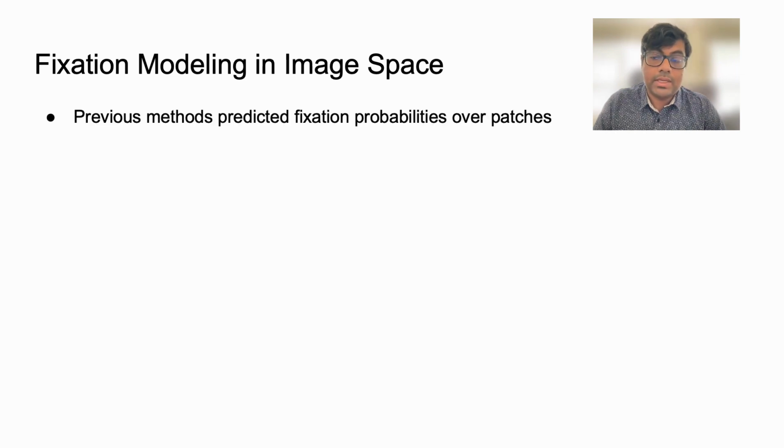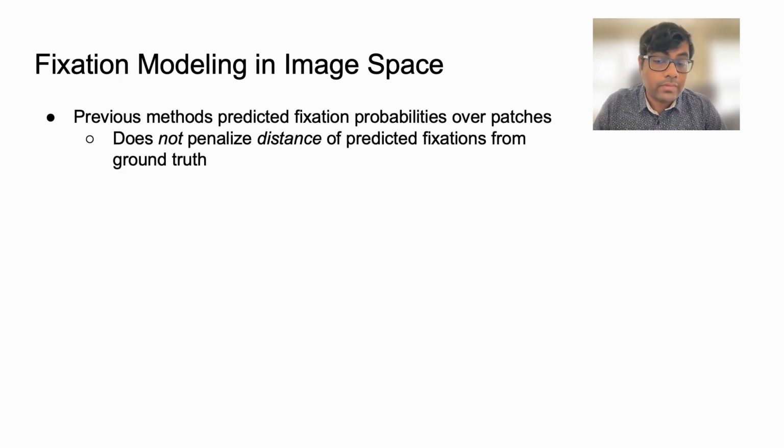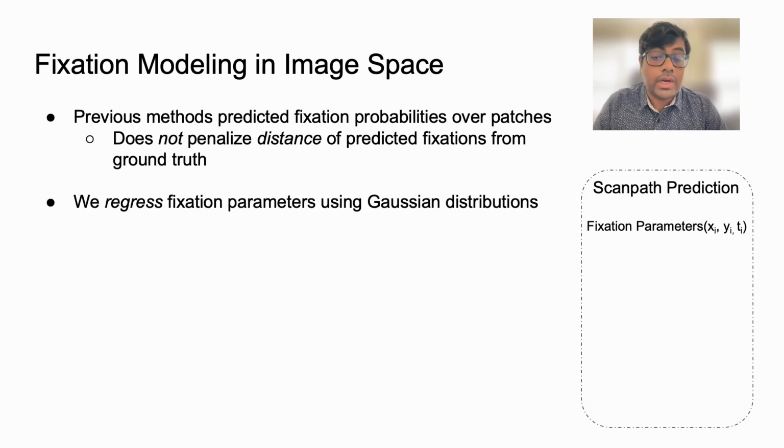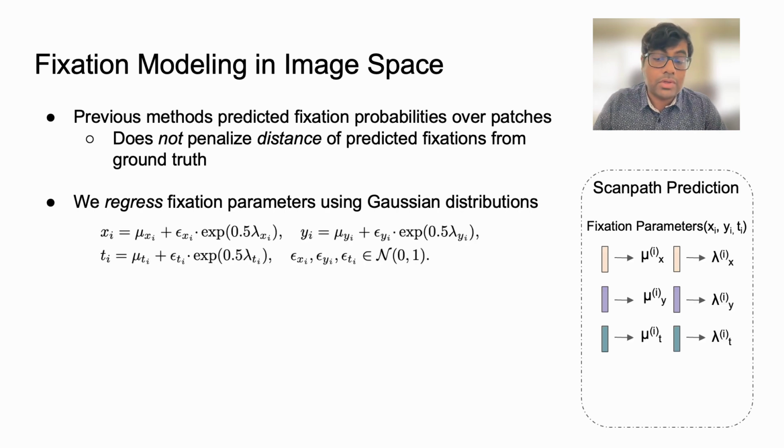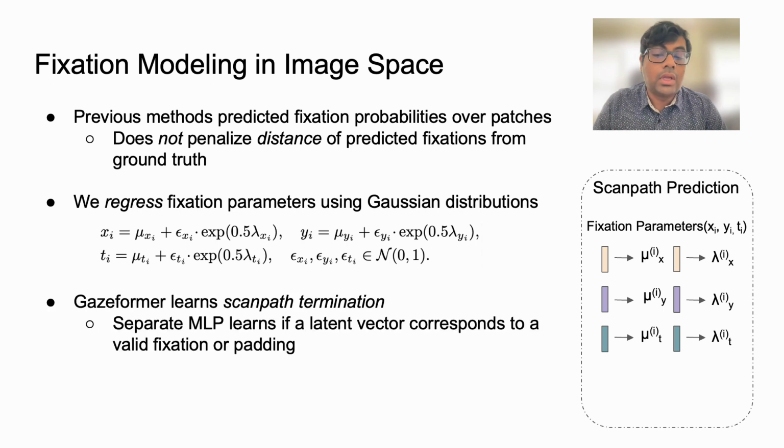Previous gaze prediction methods have learned a probability distribution over image patches. However, this method does not penalize the actual distance between prediction and ground truth fixations, since all patches are considered to be discrete entities. Instead, we directly regress the fixation parameters of each fixation by sampling from Gaussian distributions using the reparameterization trick. Gazeformer also learns scanpath termination by predicting if a latent vector corresponds to a valid fixation or padding.